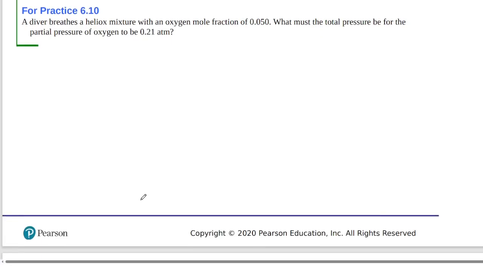Now let's work a for-practice problem, for practice 6.10. A diver breathes a heliox mixture with an oxygen mole fraction of 0.050. What must the total pressure be for the partial pressure of oxygen to be 0.21 atmospheres? All right, so we know the mole fraction of oxygen is equal to 0.050, and the partial pressure of oxygen is equal to 0.21 atmospheres.